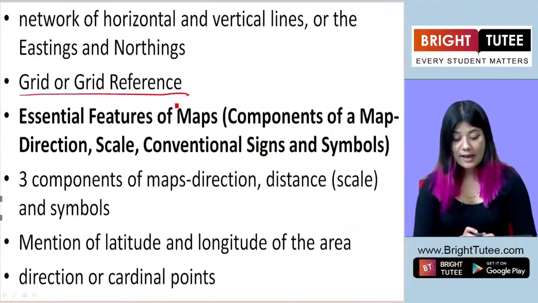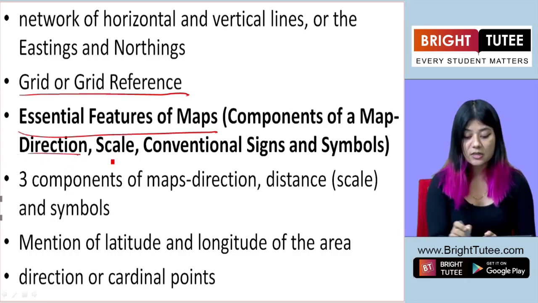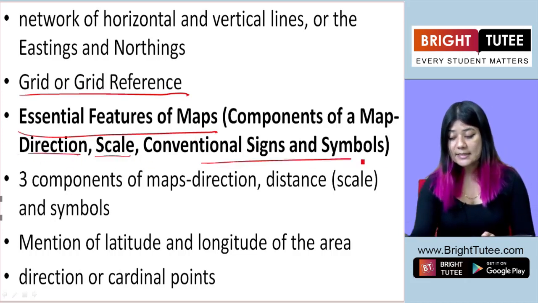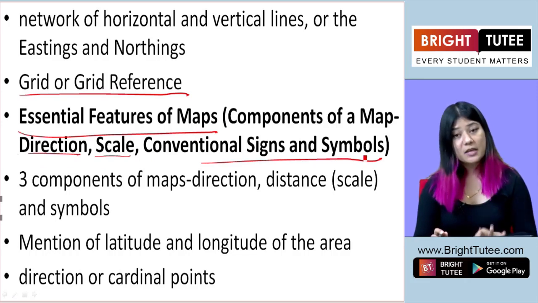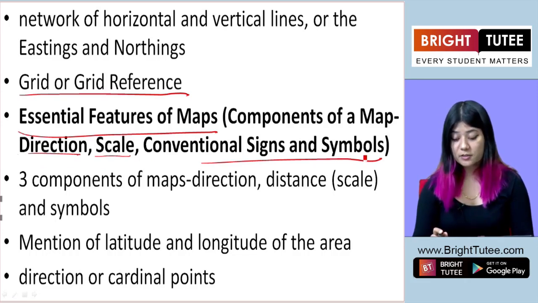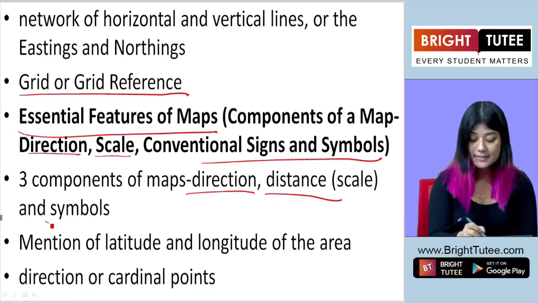Now let's look at some of the essential features of the maps. What are the essential features of the maps? Like direction, scale, signs and symbols. These are essential features. So there are three main components or essential features of a map. They are direction, distance or scale, and symbols.